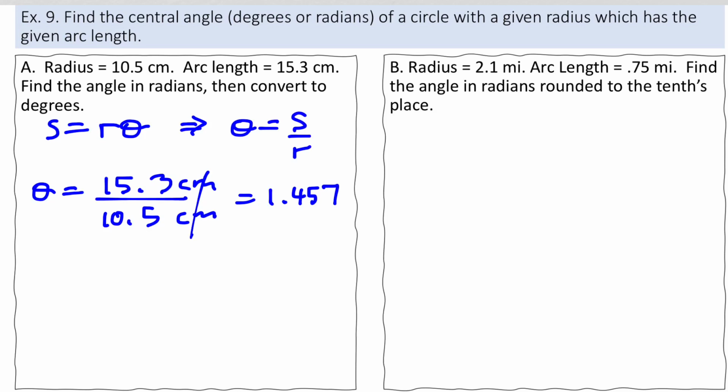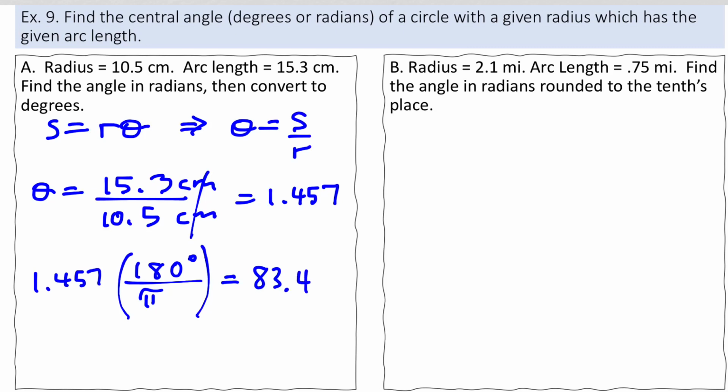All right, so now I take my radians and I'm going to convert that to degrees. So I want the degrees on top and I want the radians to cancel. So I type in 1.457 times 180, divide by pi, and I'll get a degree measure out. So that turns out to be 83.49 degrees. Okay, so this will be my angle theta in degrees.